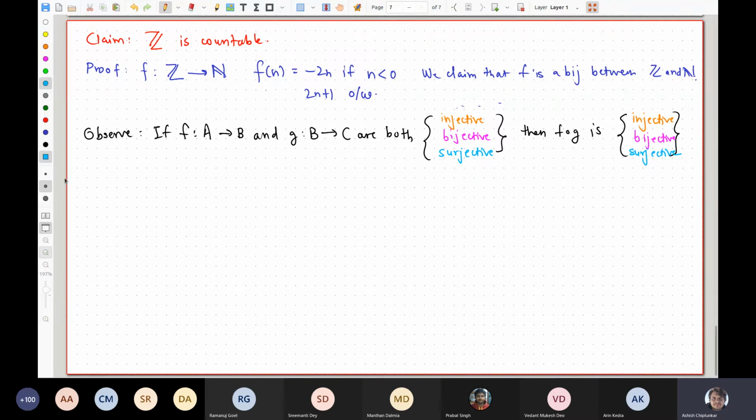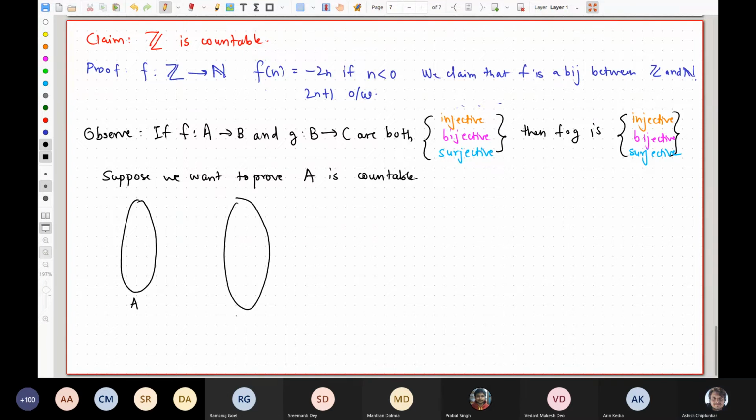So now if I want to prove some set is countable, what do I do? Suppose we want to prove that some set A is countable. What do we really need to prove? By definition, we just want an injective function from A to N. So we want an injection.